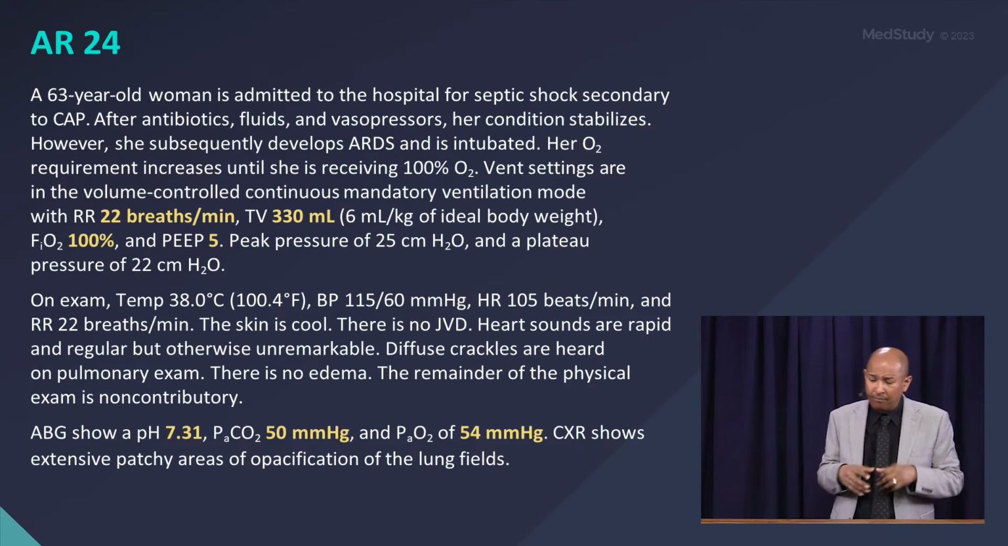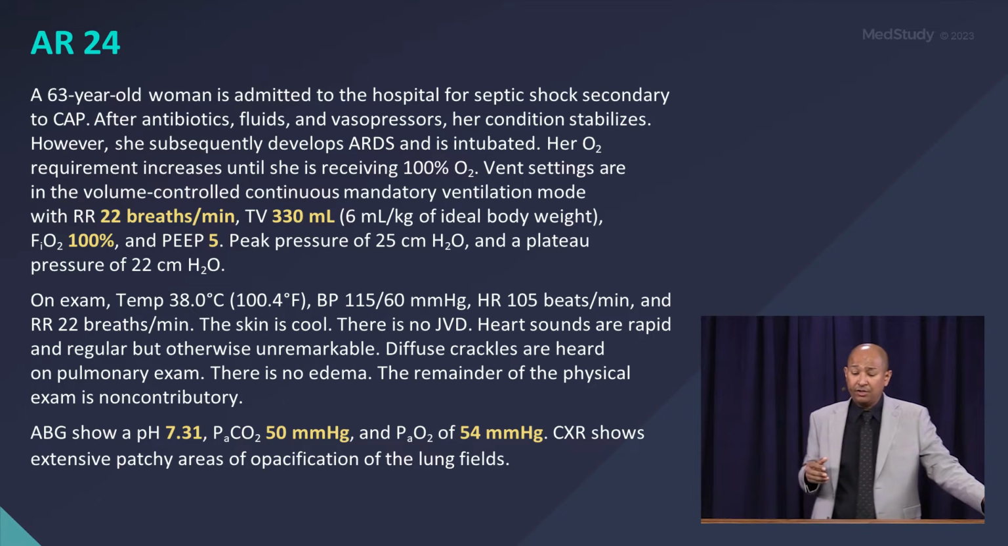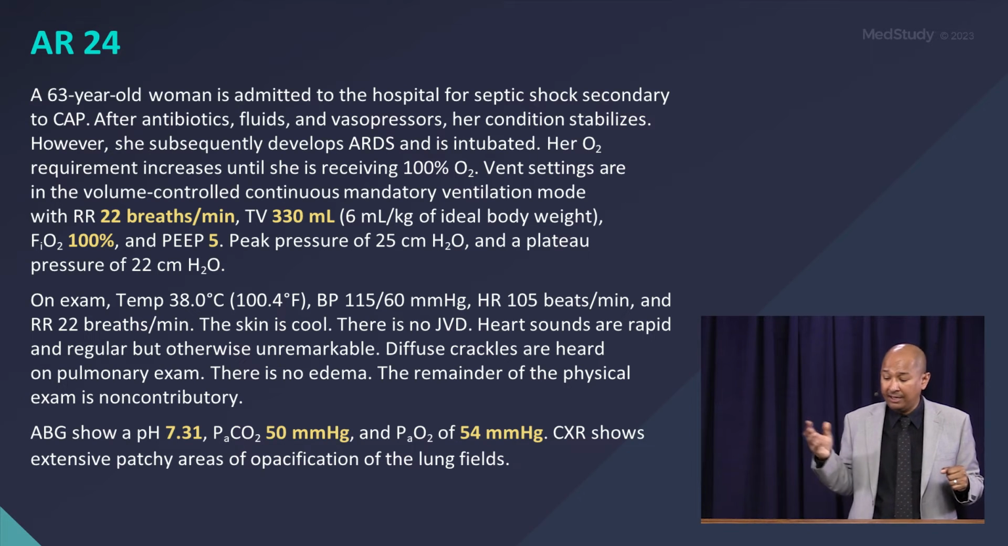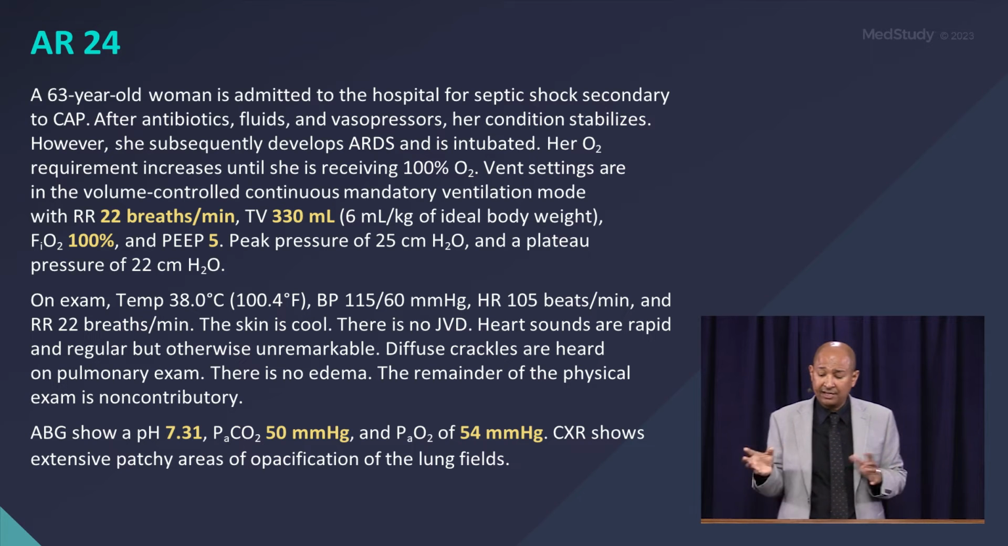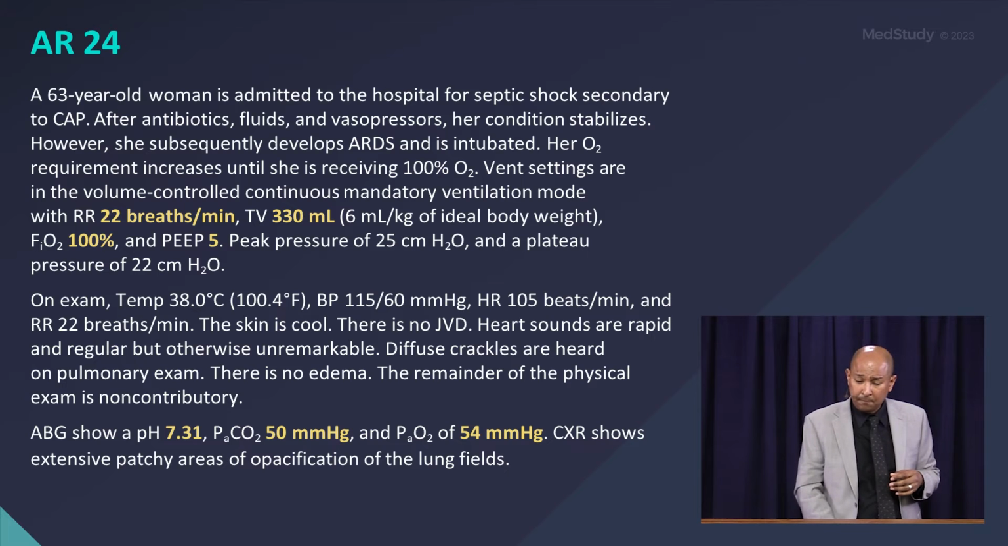And on exam, low-grade fevers, normotensive, tachy, and of course, the respiratory rate set on the ventilator at 22. Skin is cool. There's no JVD. Heart sounds are rapid and regular, but otherwise unremarkable. Diffuse crackles are heard on pulmonary exam, and there's no edema. The remainder of the exam is non-contributory. They do an ABG on the vent. The pH is what? Low. The CO2 is what? High, and the PO2 is 54. Chest x-ray, bilateral findings.